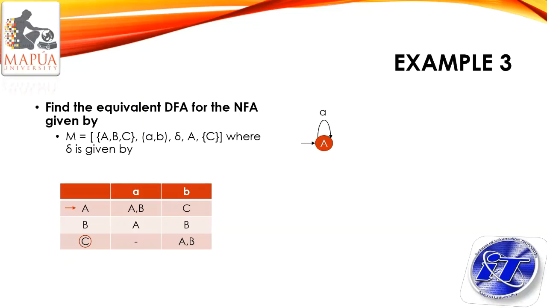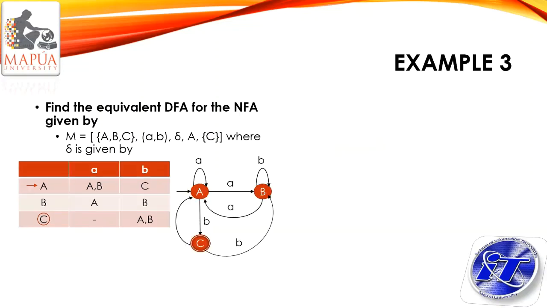Okay, so A, then loop, then go to B. For A, and then in B, it will go to C, and while in B, if B state encounters A, it will go back to A. B loops, and then in C, it will just go back to A if it encounters B, and go to B state. Okay, so this will be the automaton.